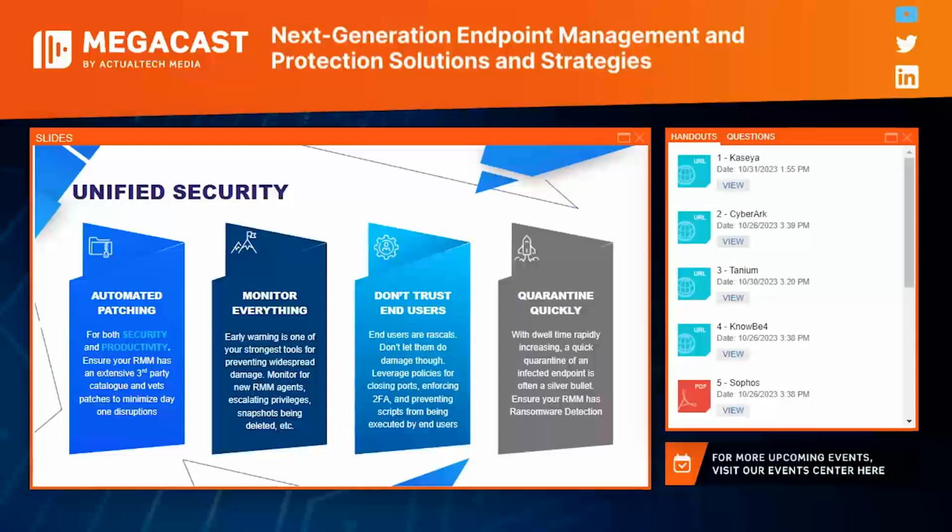We offer unified security. So, going back to where ransomware is coming from, we tackle all of them built out of the box. So first off, we have fully automated patching. This is a security and a productivity play, and we have an extensive third-party catalog, and we vet our patches to minimize day 1 disruptions. We can empower you to monitor for so many classic signs of ransomware out of the box. Monitoring for new RMM agents being installed, escalating privileges, snapshots being deleted, files being encrypted, the presence of a ransomware note, you name it.